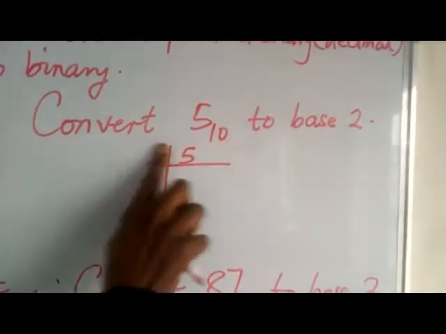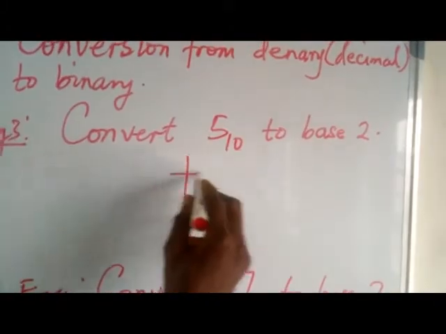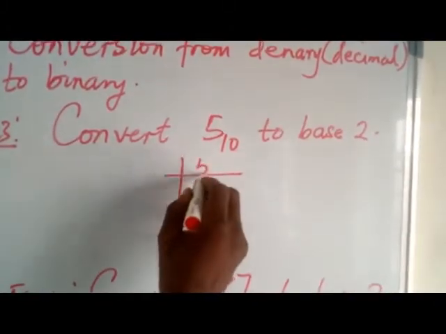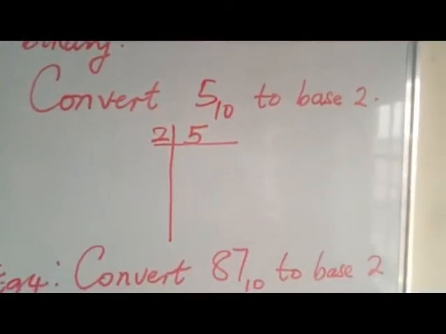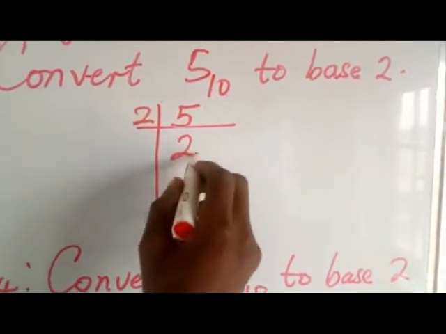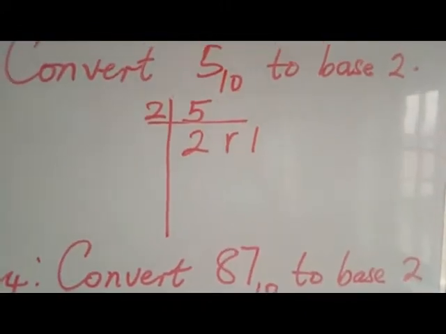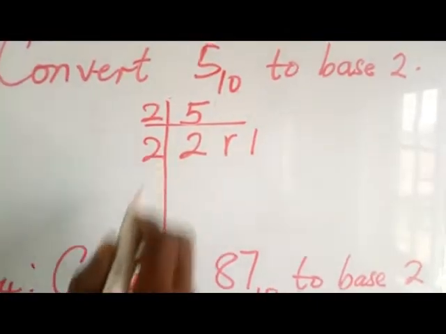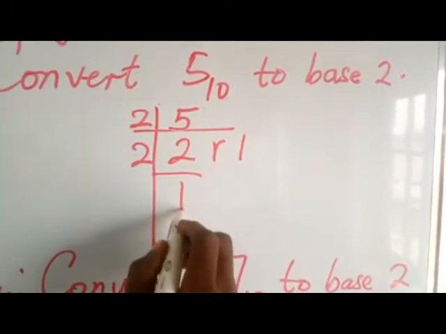You just draw a straight line like this. You put the 5 here. Since it is base 2, you divide everything by 2. So 5 divided by 2 is going to give us 2, remainder 1. You always write down the remainder. Then we take 2 again. 2 divided by 2 is going to give us 1.